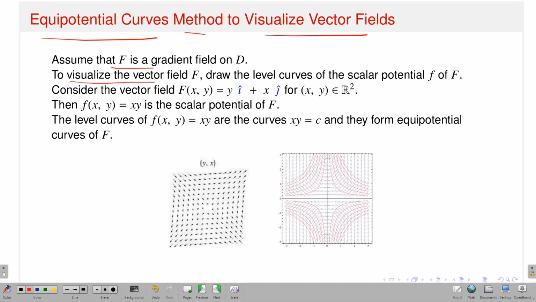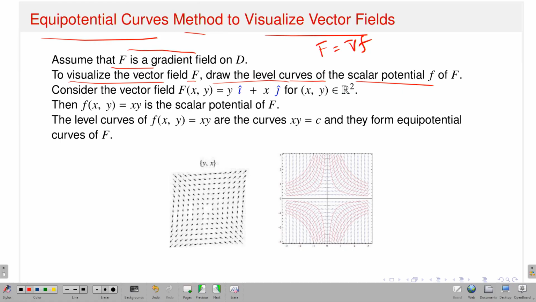Now to visualize the vector field capital F, draw the level curves. Level curves you know, right? That's what I am saying: draw the level curves of the scalar potential. Since capital F is a gradient vector field, I can write capital F as grad of small f, where small f is a scalar potential. That means it's a map from some domain, a subset of Rn, to R. And if I have such a scalar potential, you know what the level curves for it are, right?